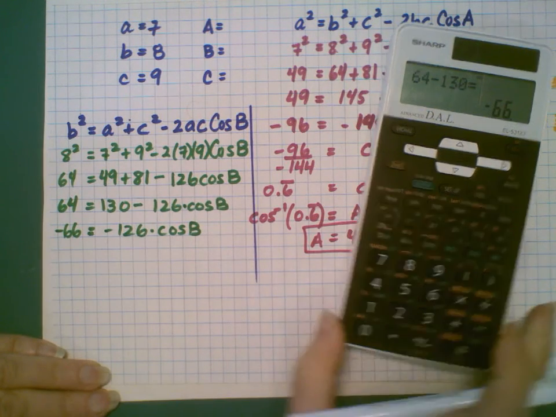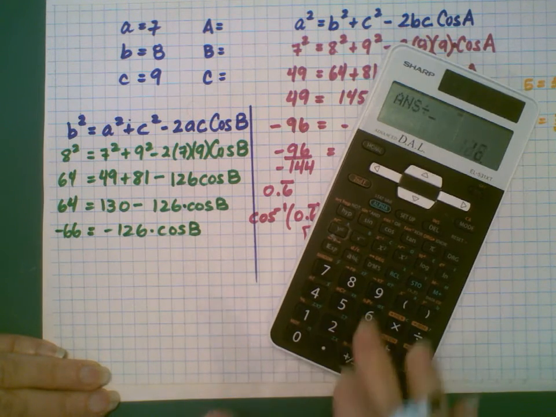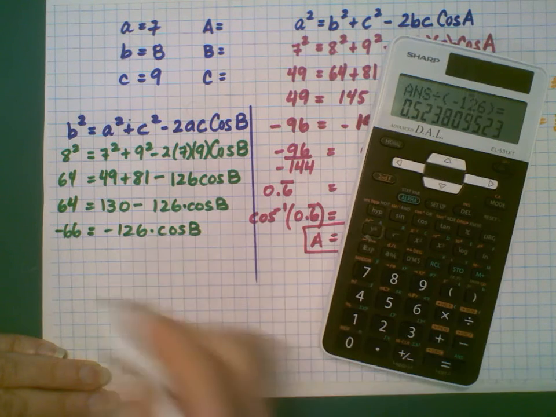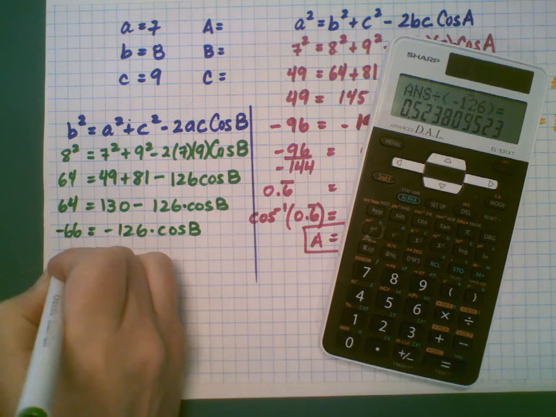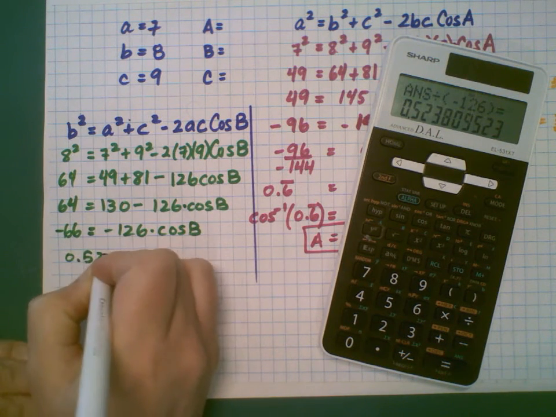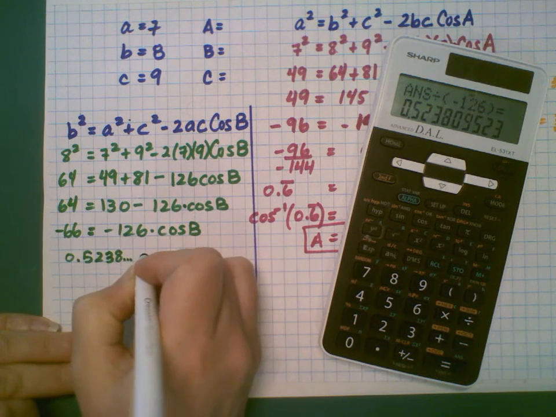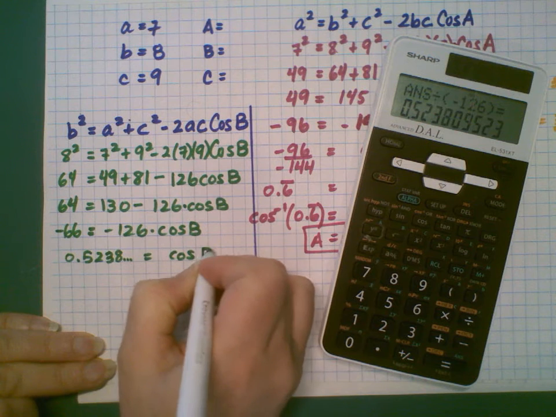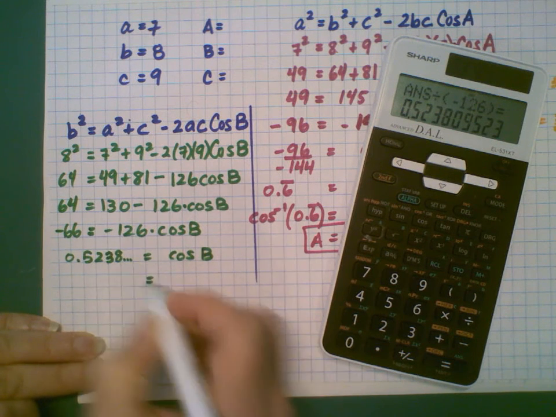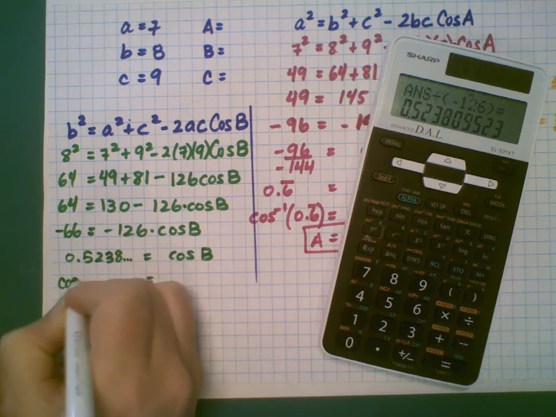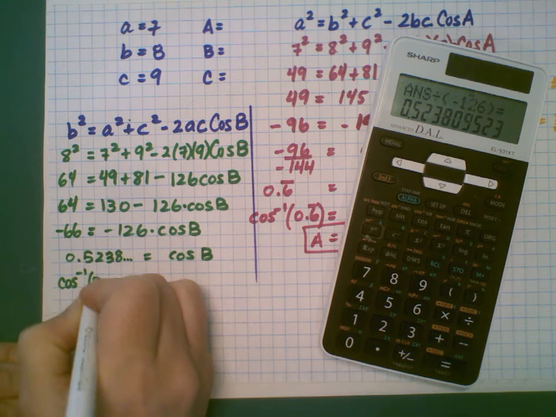Now I divide by that coefficient. It's 0.523, etc. And I'm going to do arc cosine again of that value.